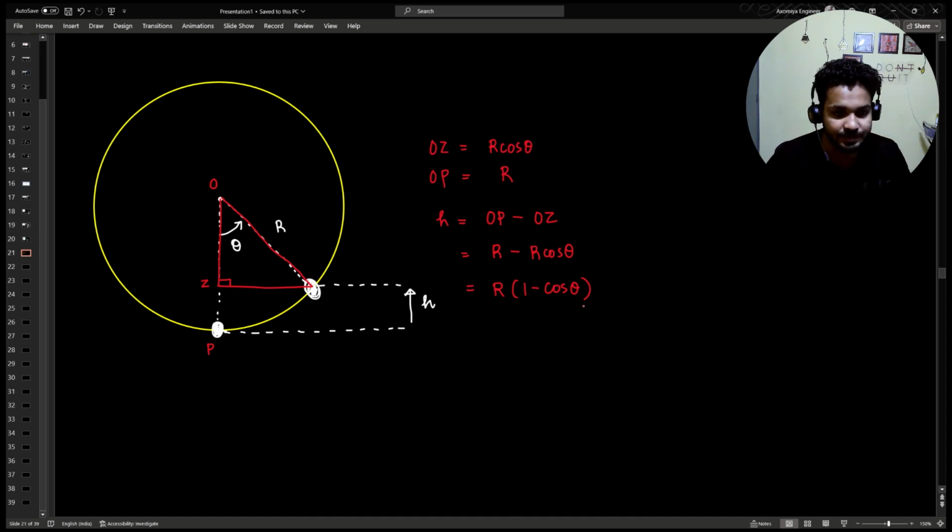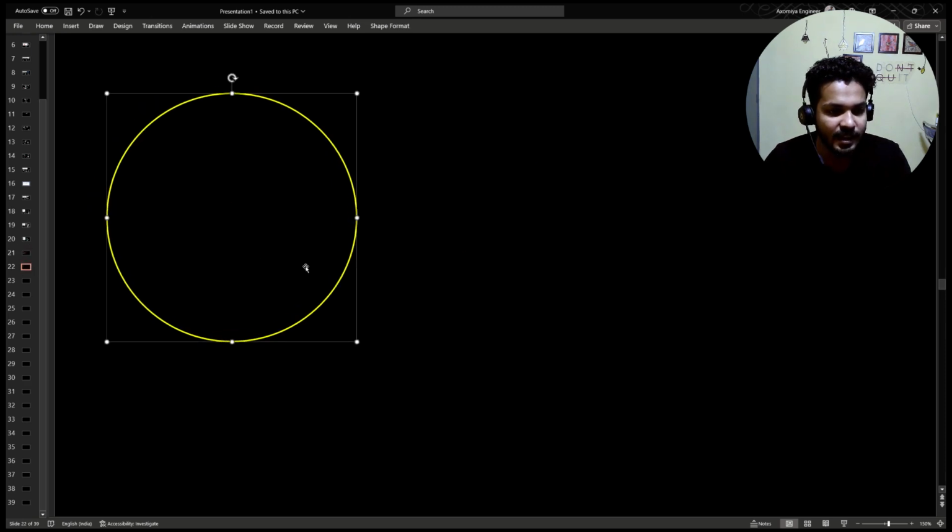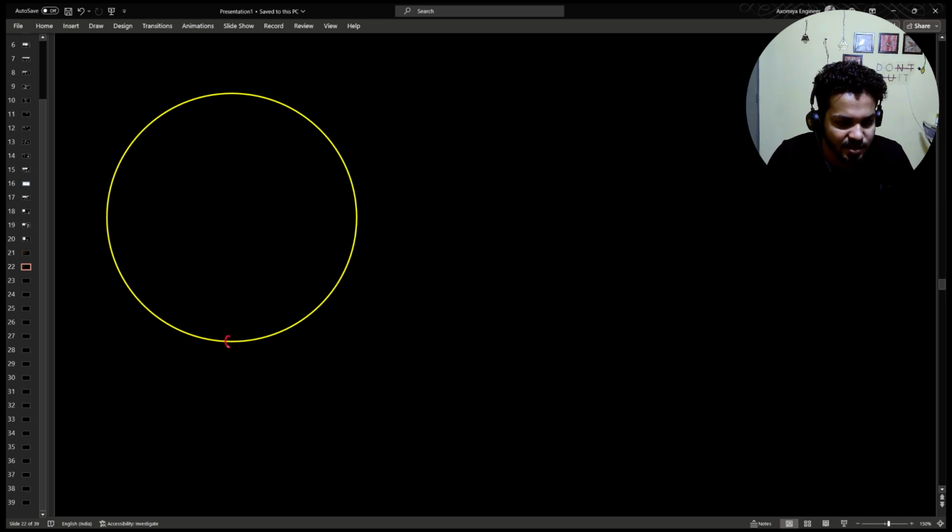Let's move forward. Now the next segment that I want to talk about is what exactly is the velocity that you need to give a body at the bottom. So for example, if there is a body right here, and it is attached to the center using a string, what initial velocity do I need to provide so that this ball does a complete circular motion?